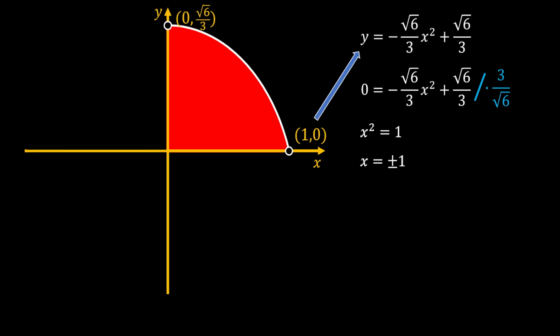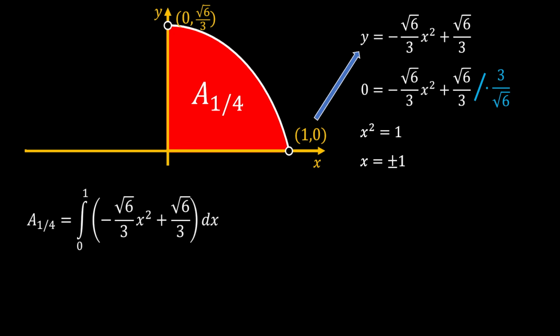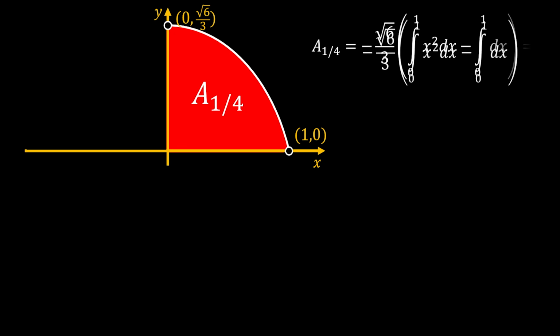Now we have everything that we need for our integral. So our red area, which is 1/4 of the overall area, will be equal to the integral which has the bounds of 0 and 1, and of course we are using the equation of our parabola. Now let's work through this integral. First, I'm going to isolate the minus square root of 6 over 3, since this is the common factor, and it is a constant value, so it will not affect the integral. And then we will separate our two values inside the integral so that we will form two individual integrals, as you can see here.